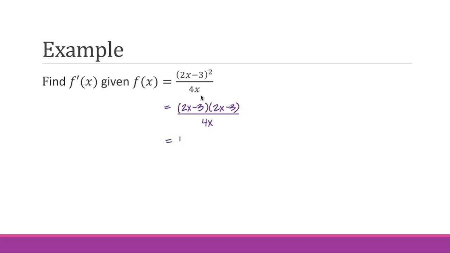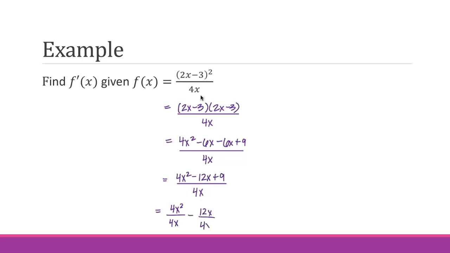So we're going to get 4x squared minus 6x plus 9, all over 4x. We have like terms in the middle, 4x squared minus 12x plus 9, all over 4x. Now, let's go ahead and split this up. So we have 4x squared divided by 4x minus 12x divided by 4x plus 9 divided by 4x.